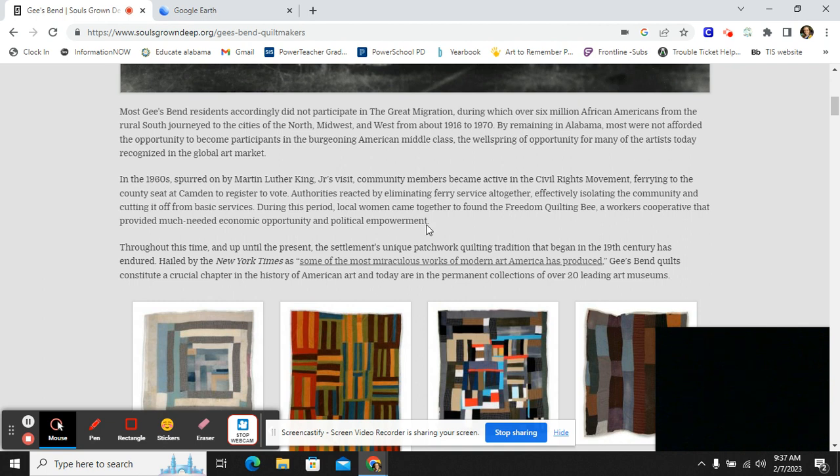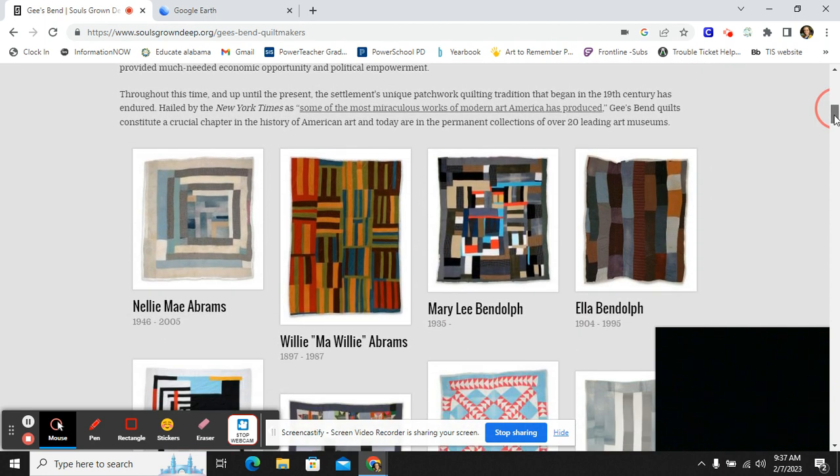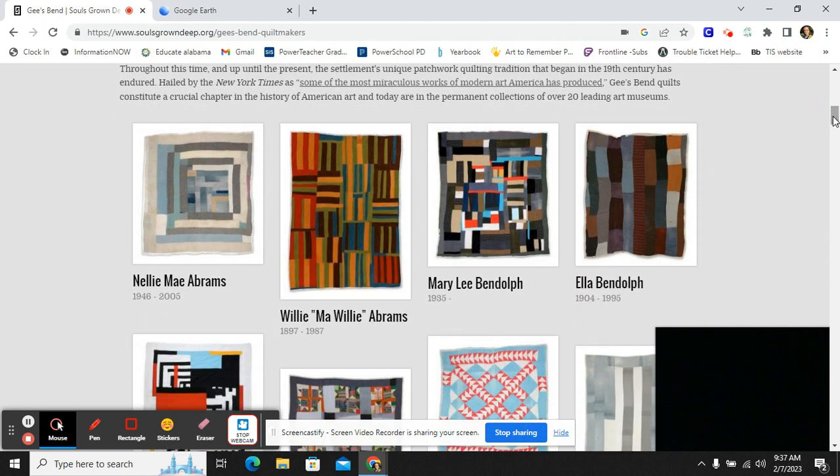Throughout this time and up into the present, the settlement's unique patchwork quilting tradition that began in the 19th century has endured. Hailed by the New York Times as some of the most miraculous works of modern art America has produced, Gee's Bend quilts constitute a crucial chapter in the history of American art, and today are in the permanent collections of over 20 leading art museums.